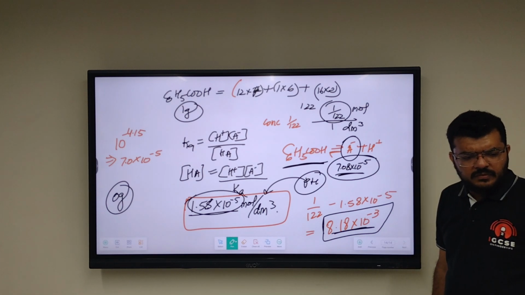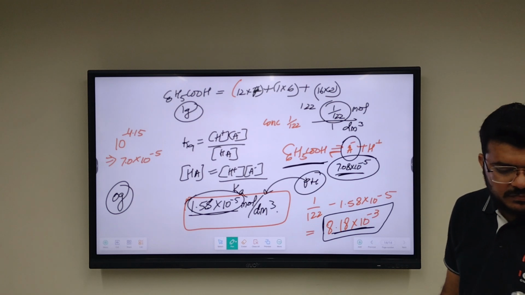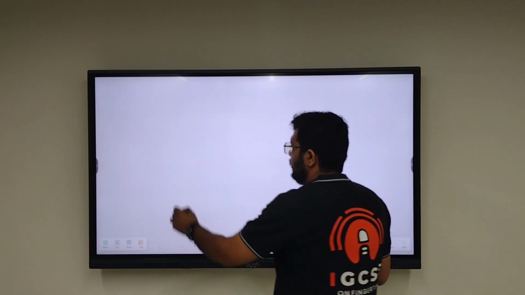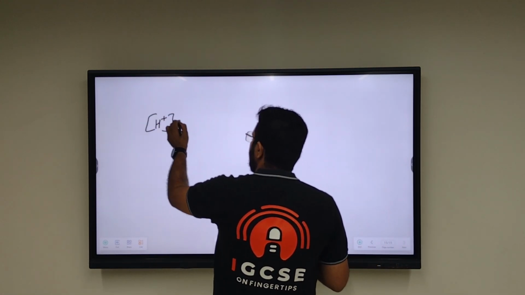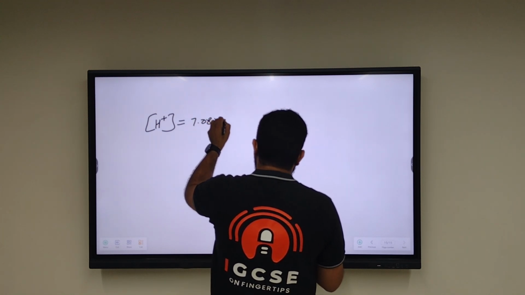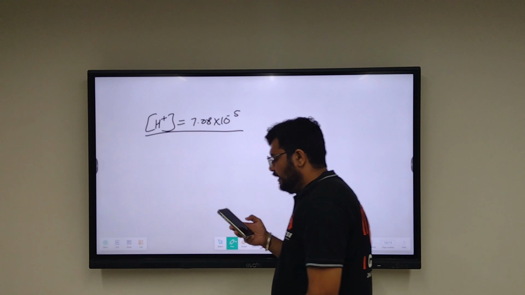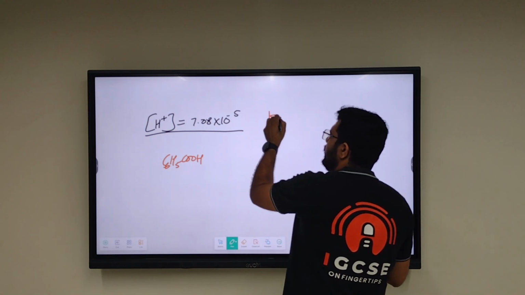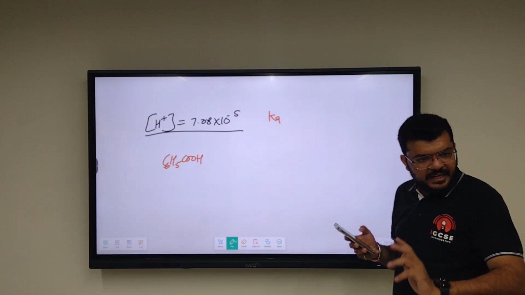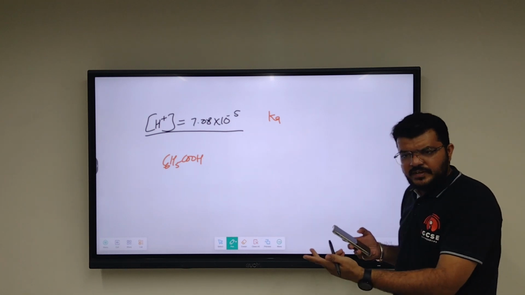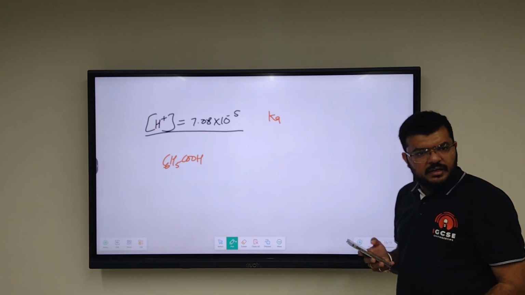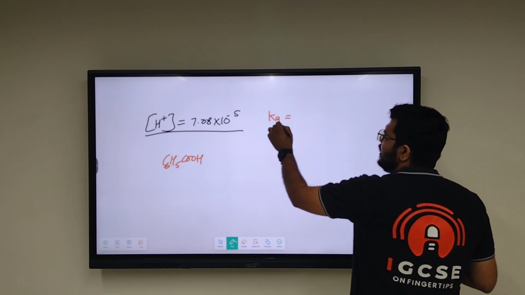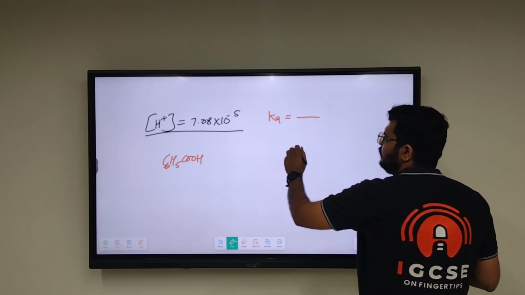So our answer is 7.31, and 8.1 would be 7.9. Look, as a correction: H plus concentration we found out is 7.08 into 10 to the power minus 5, right? Then how will you find C6H5COOH using Ka? The concentration of C6H5COO minus will be equal to the concentration of H plus. The answer comes to 7.94 into 10 power minus 5. What answer is coming from Ka? 7.94 into 10 power minus 5.